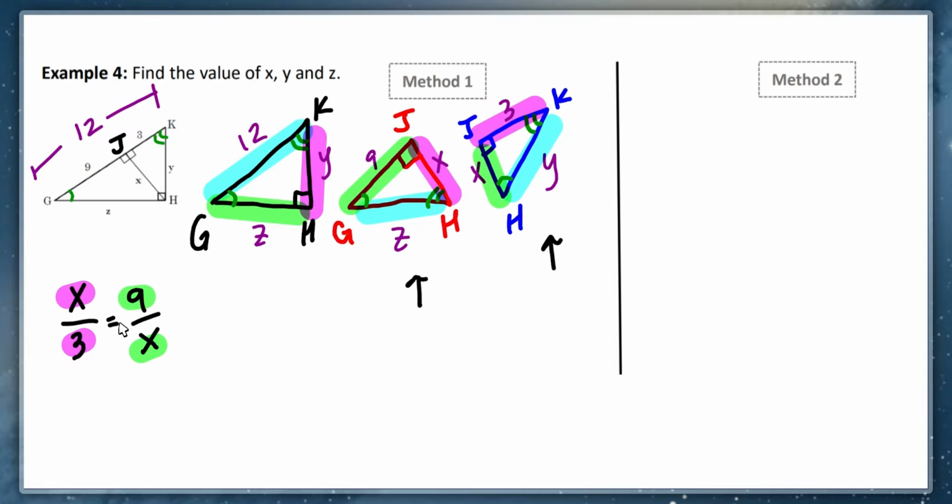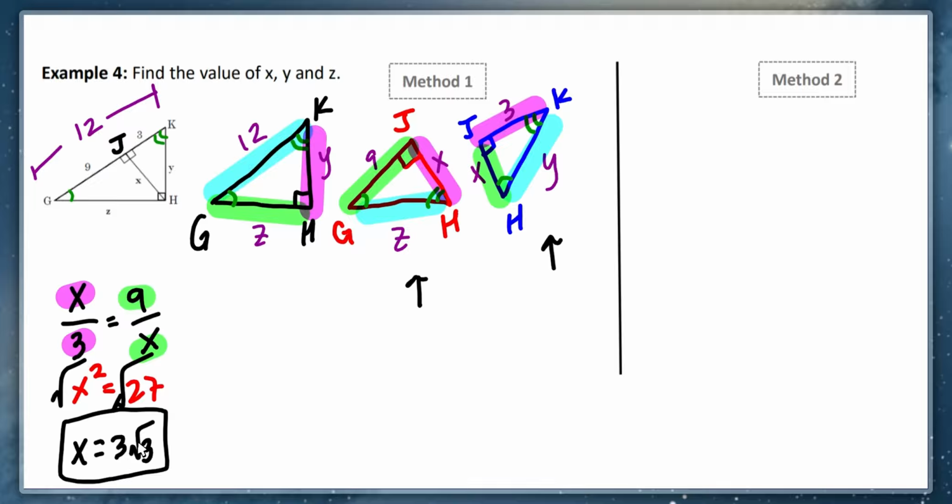Now, to check our setup, cross multiply, see if you get a diagonal that repeats. You do. Here, this time the diagonal that repeats is this way. So if we cross multiply here, x times x is going to give us x squared. And then 3 times 9 is 27. Now, if we were to square root both sides, 27 is not a perfect square. If you were to go through the process of simplifying it, what you would end up with is 3 root 3.